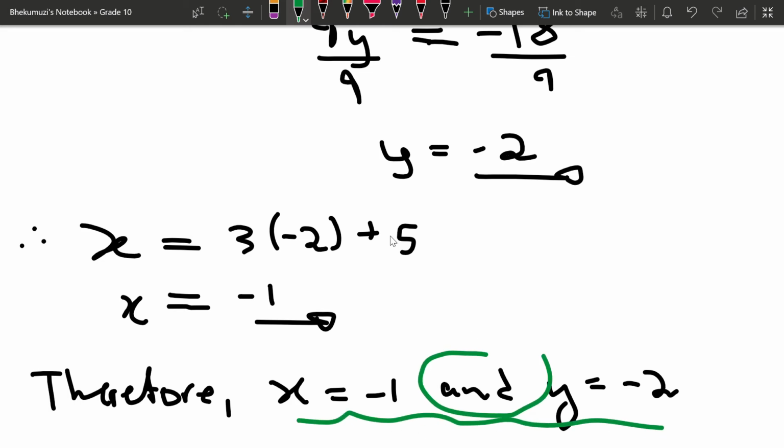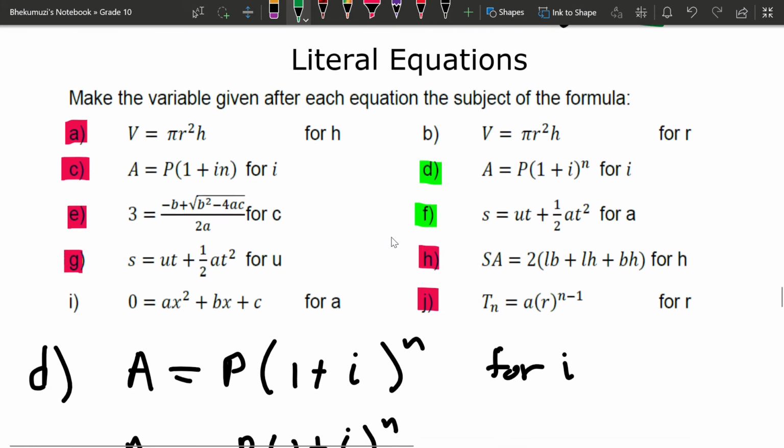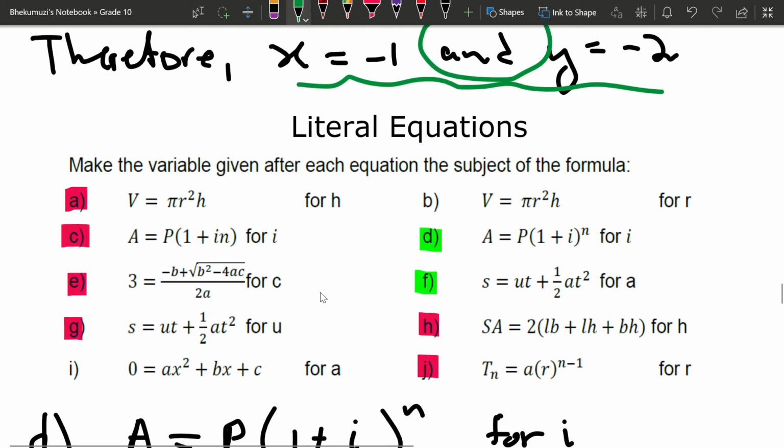Okay. And then we have what we call literal equations. Literal equations are just formulas that we need to be able to convert from one variable to another. So in this case, we'll look at D and F. This is a compound interest formula, and this one is a kinematics motion formula, which you'd find in physics, and this one you find in maths and finance. They want us to get I, and here they want us to get A.